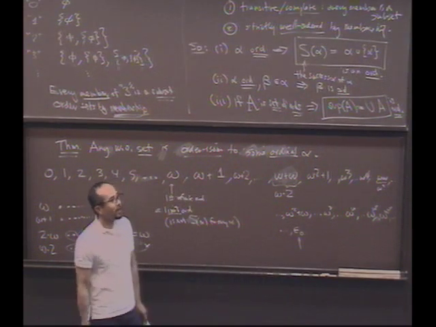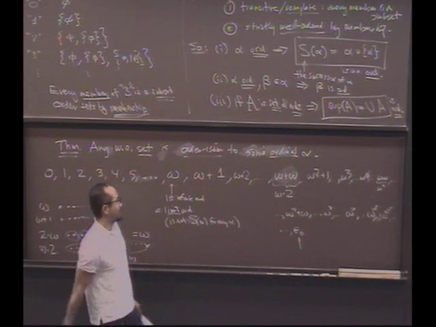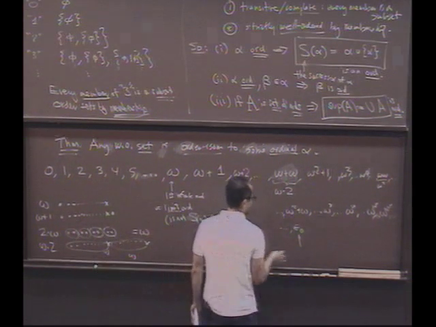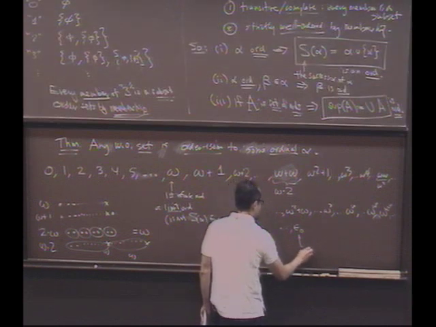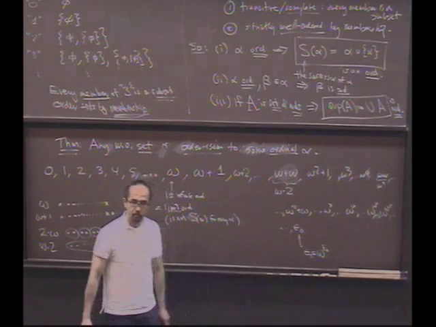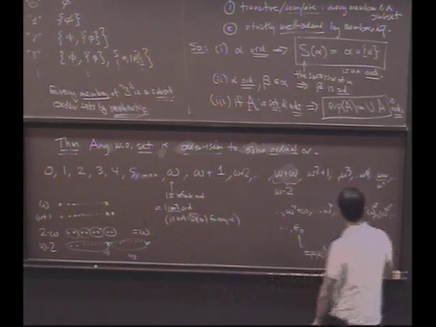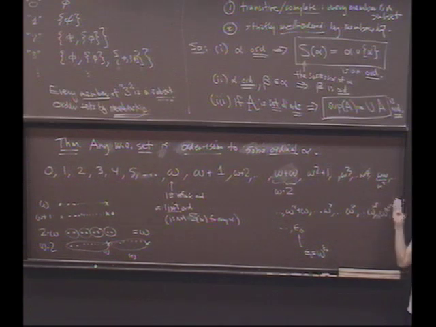And epsilon naught is defined to be the first ordinal that satisfies the property. The ordinal epsilon naught is omega to the epsilon naught. So this is really, if you like, omega to the omega infinitely many times. Okay, countably infinitely many times.